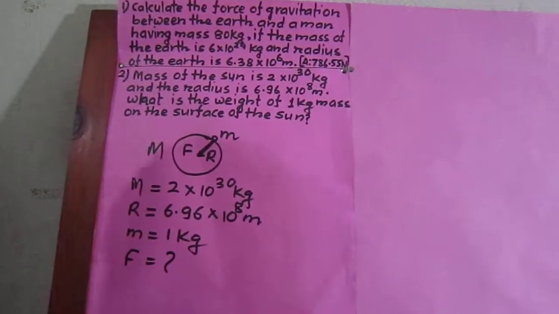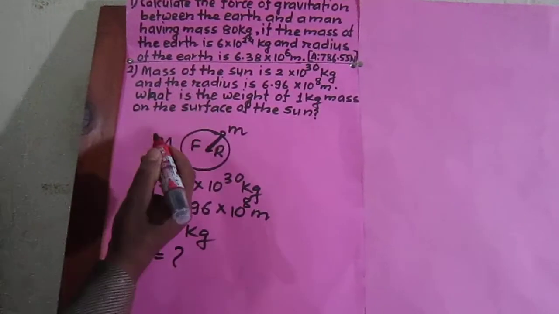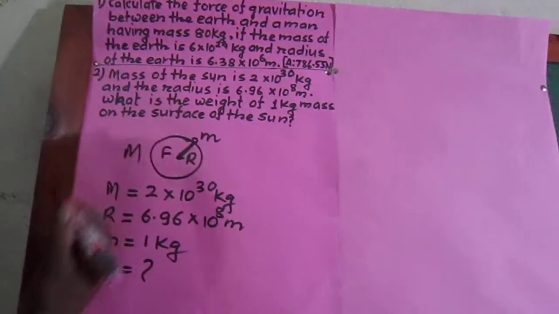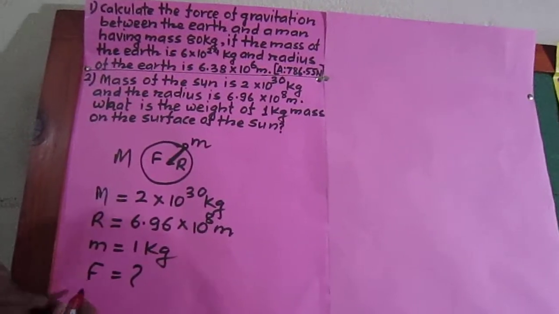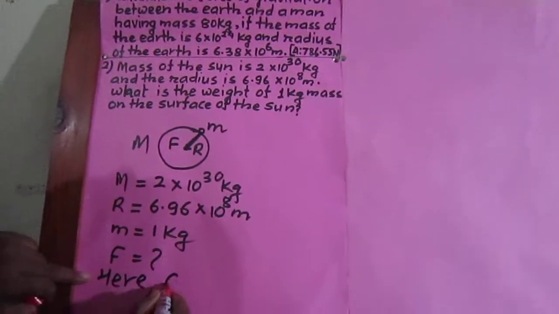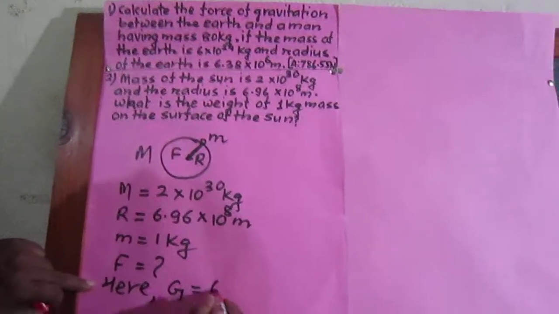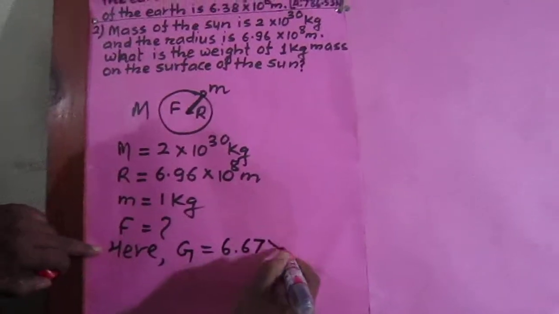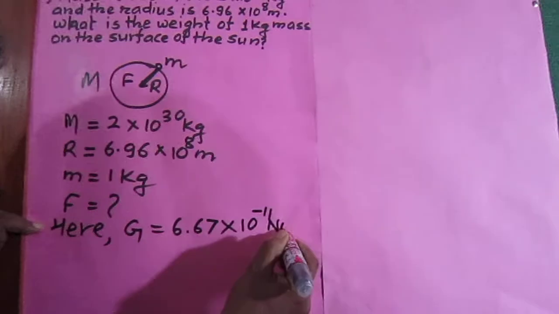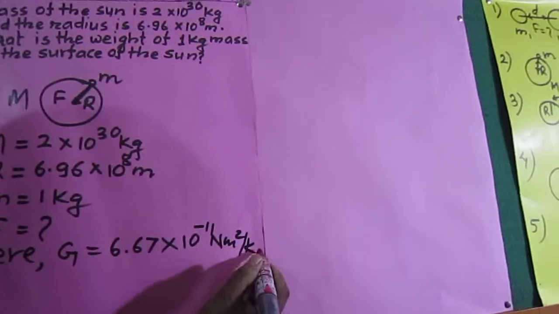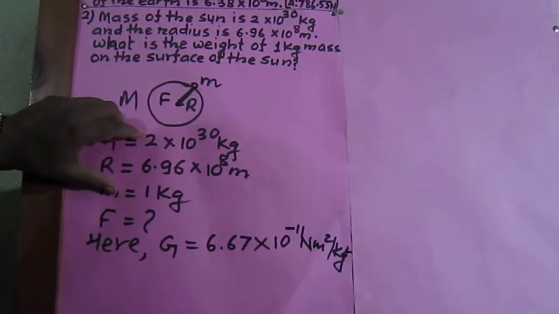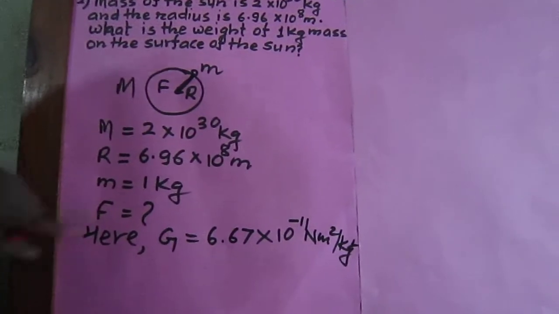Now for this, one point is missing here. What is missing? The value of capital G is not given here. That's why we can say here G is equal to, we know this value, 6.67 into 10 to the power minus 11 Newton meter square per kg square. Now after this, these are given and we have to calculate F.